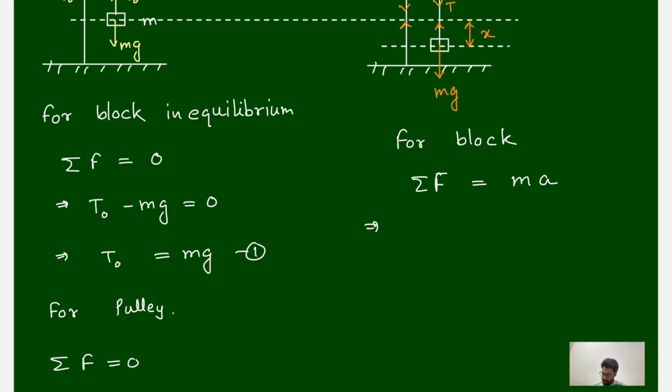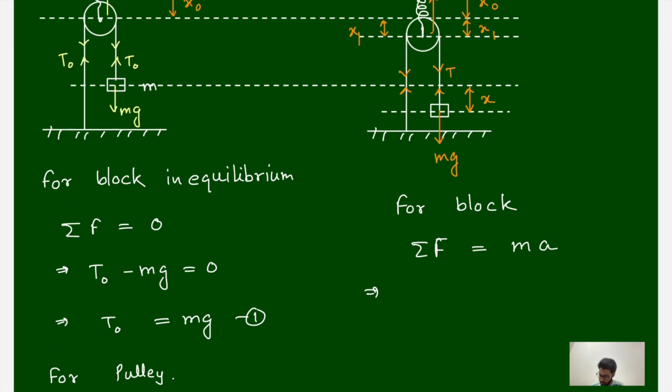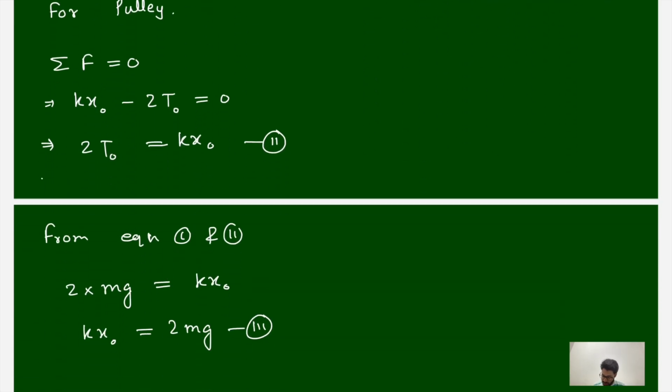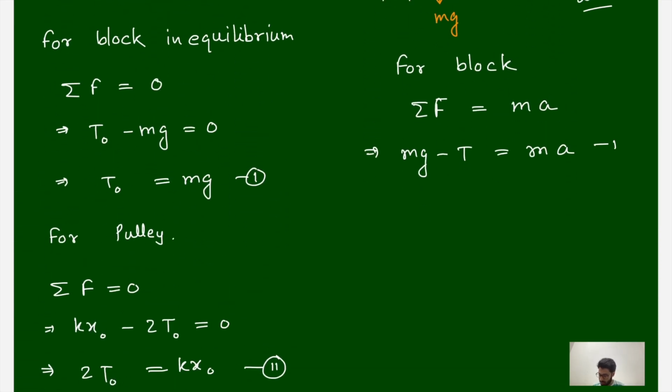some different. So we take the downward direction as positive, because the block has been displaced downward, so that direction only we are taking as positive. Downward is the positive direction, meaning we are taking the direction of displacement of the block as positive. So mg minus T is equal to mass into acceleration. This equation we will call equation number 4.